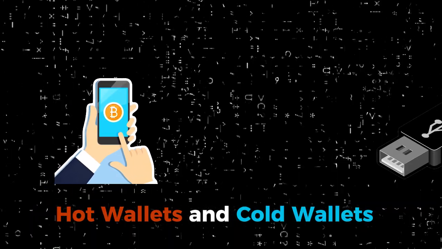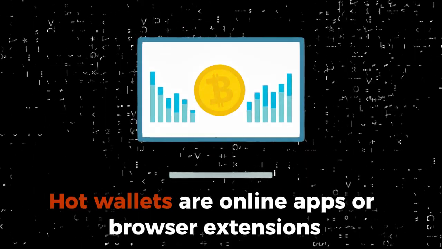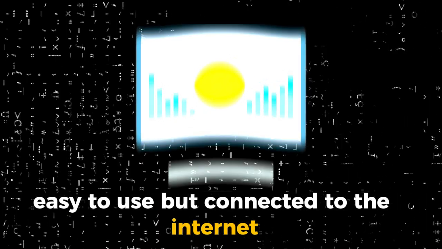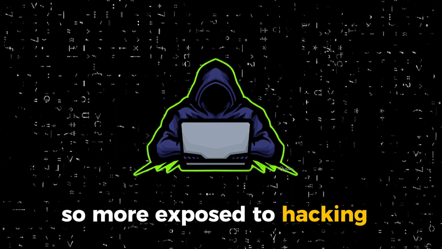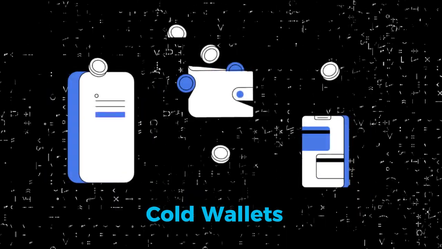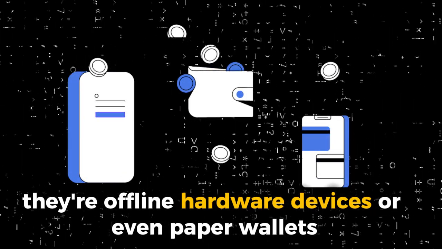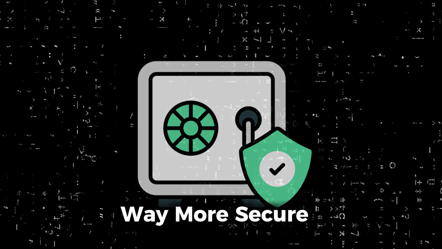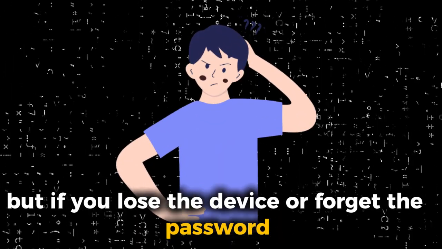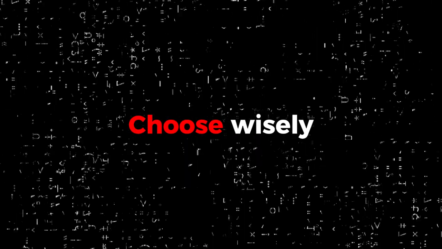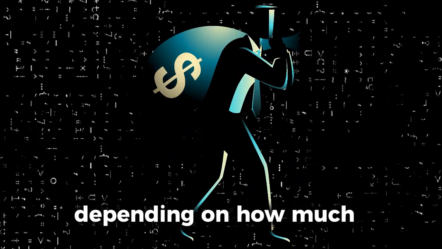There are two main types of wallets: hot wallets and cold wallets. Hot wallets are online apps or browser extensions, easy to use but connected to the internet, so more exposed to hacking. Cold wallets? They're offline, hardware devices or even paper wallets. Way more secure. But if you lose the device or forget the password, it's game over. Choose wisely, depending on how much crypto you're holding.